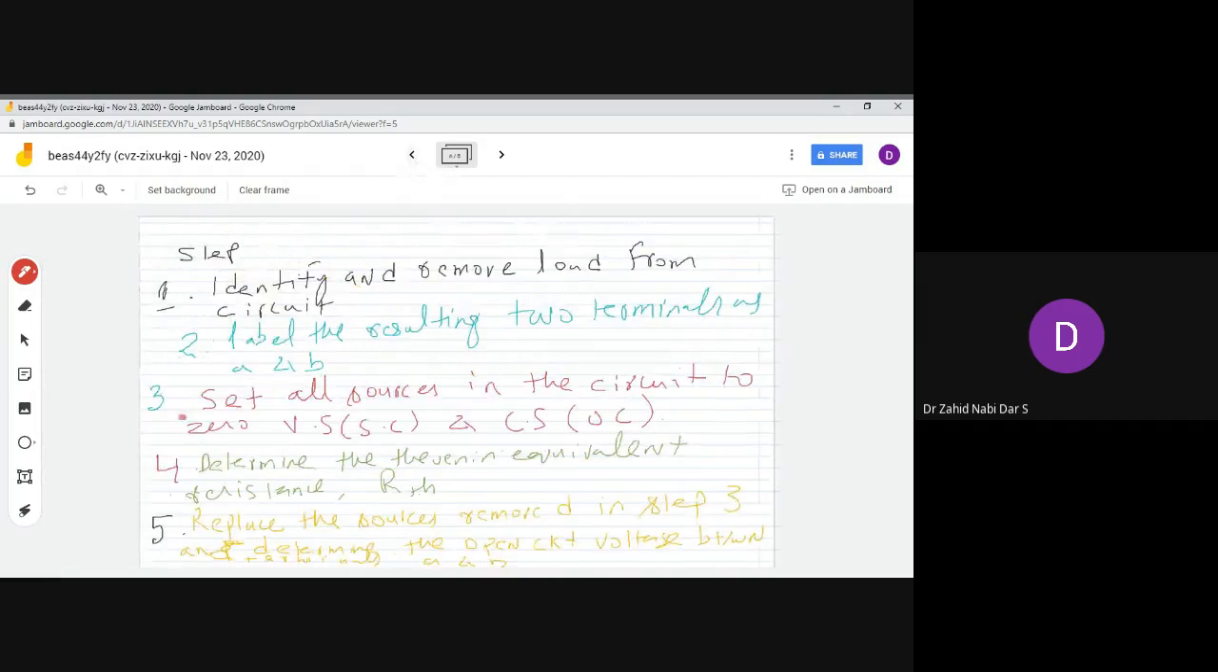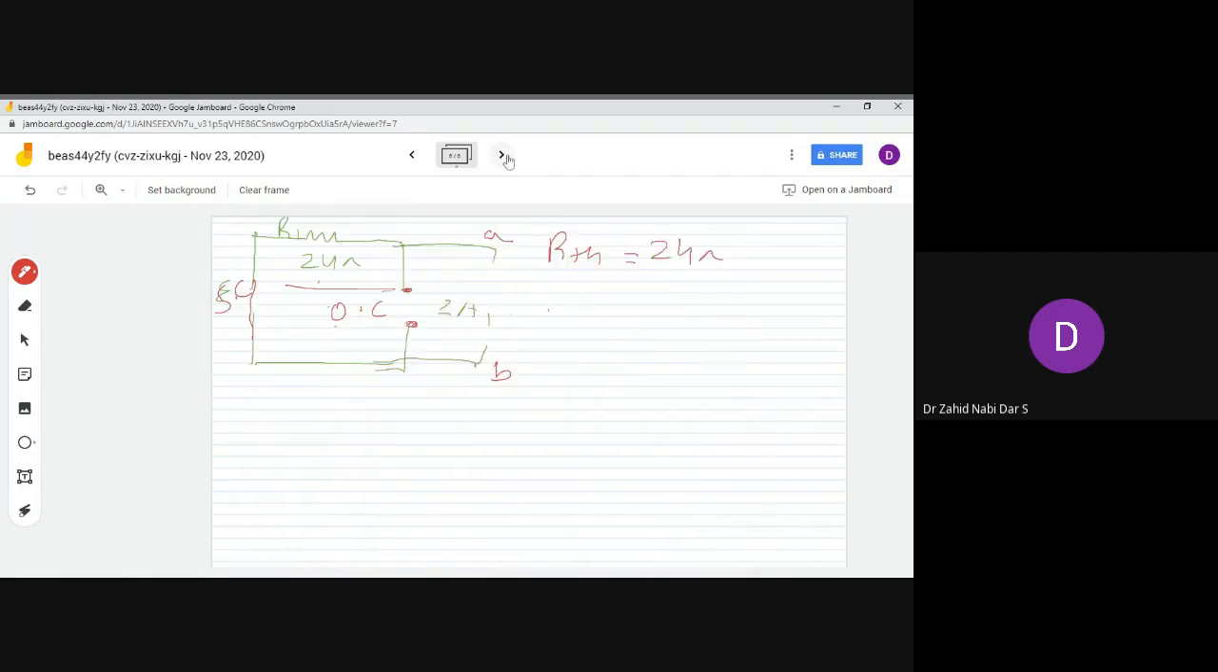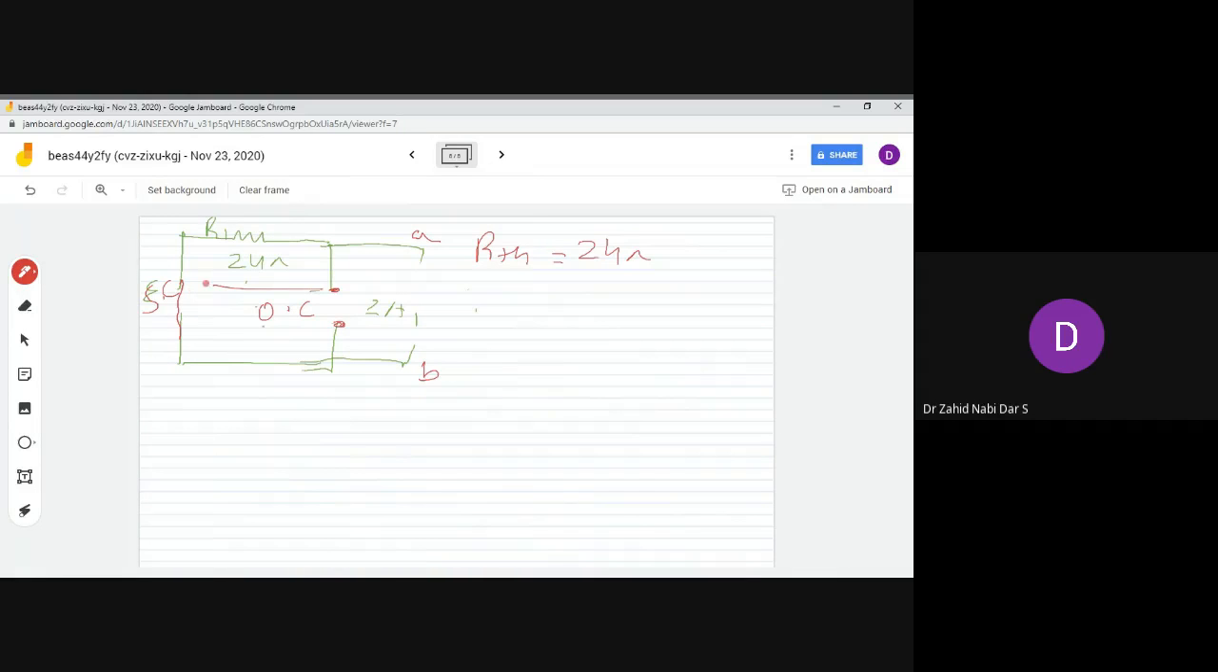Now step number 5, replace the sources removed in step 3 and determine the open circuit voltage between the terminals A and B. Now you have to replace all the sources in the network and go for the open circuit voltage. When you are replacing the sources, you will again get the circuit like this.